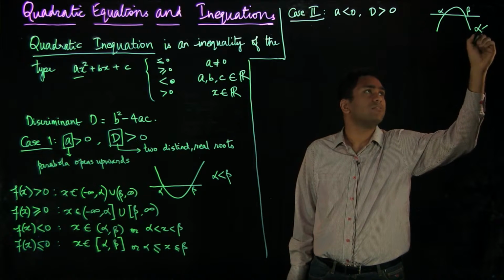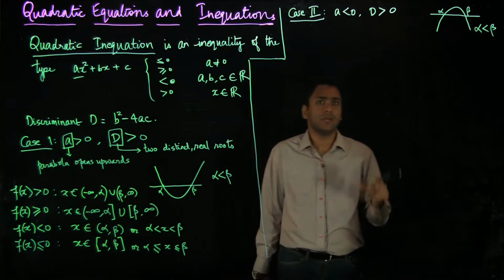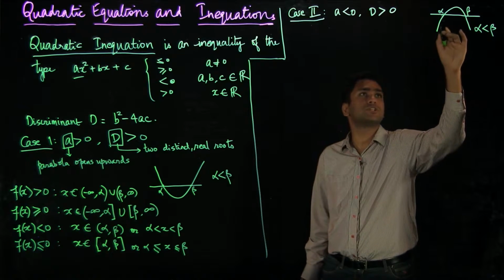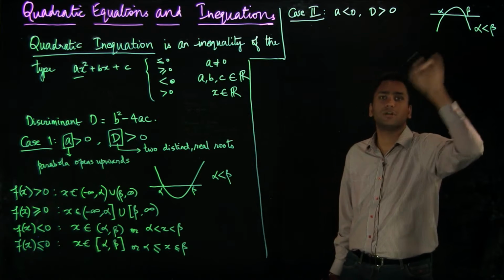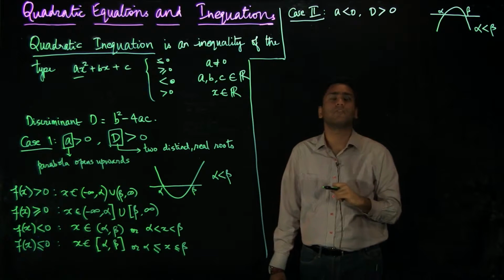Again, remember that alpha is less than beta, otherwise all of this would get messed up. So whenever you have 2 roots, always make sure that you first list the one which is smaller and then the one which is larger, because on the number line you move from the left to the right.